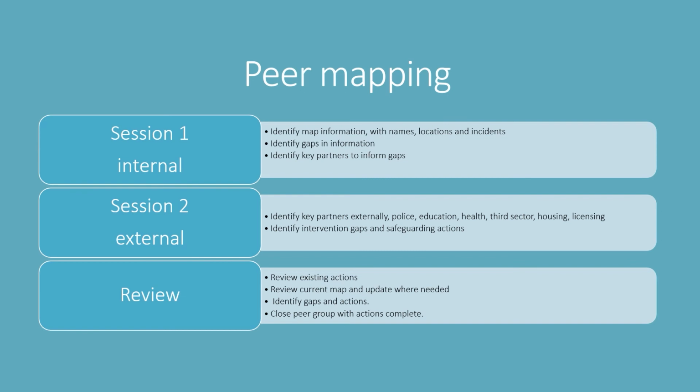At the review stage, you would review any existing actions, review the current map and update where needed, and carry on identifying gaps and any further actions that need to take place. You can then close the peer group when the actions are complete.